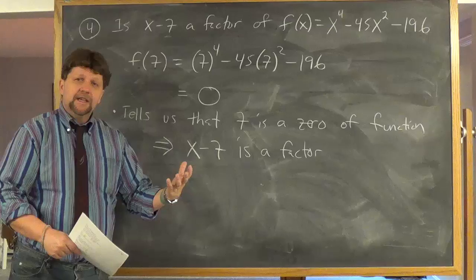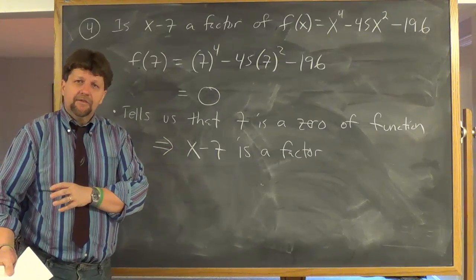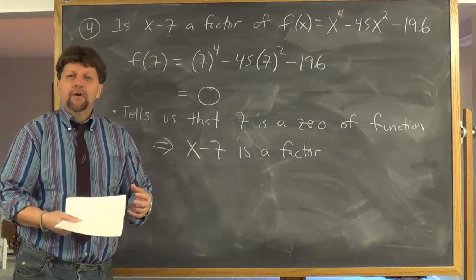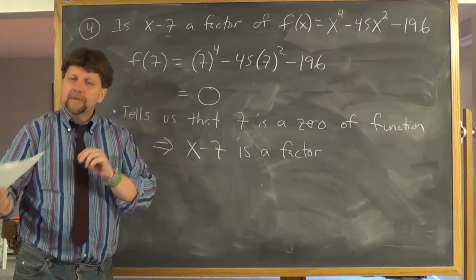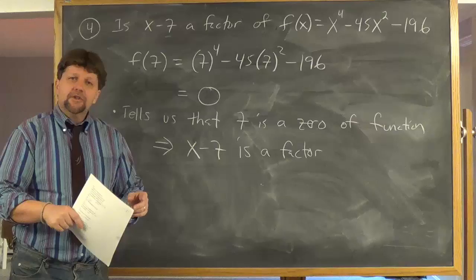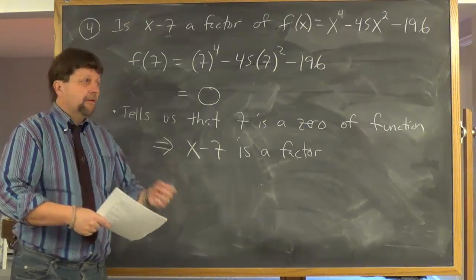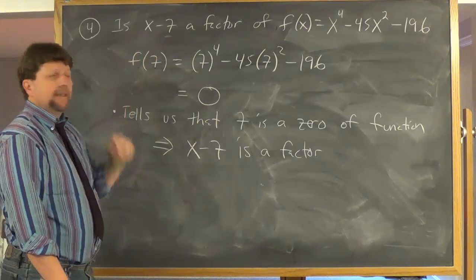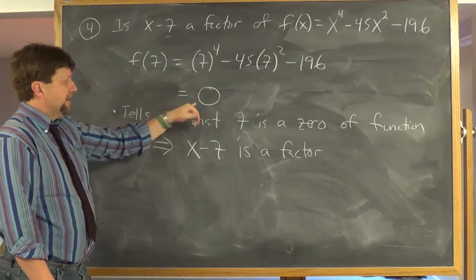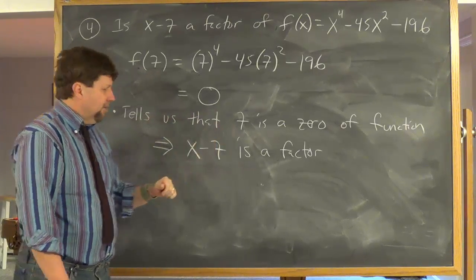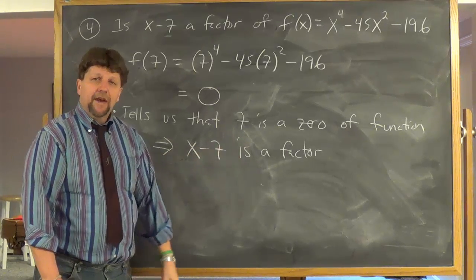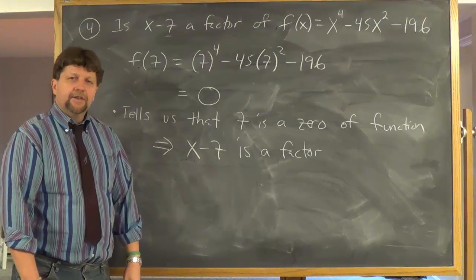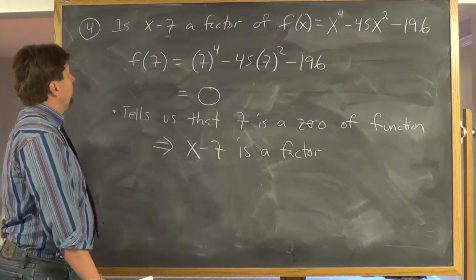If you know 5 is a 0, then you know x minus 5 is a factor. If you know negative 3 is a 0, then you know x plus 3 is a factor. It's a nice relationship. Also, if you know a factor, you know a 0. But you weren't asked that here. You were just asked, is x minus 7 a factor? And since we have f of 7 to be 0, that tells us 7 is a 0, which tells us x minus 7 is a factor. So the answer for number 4 is, yep, x minus 7 is a factor of the polynomial. And that's it for number 4.